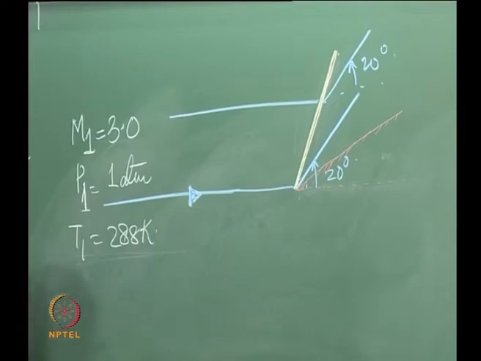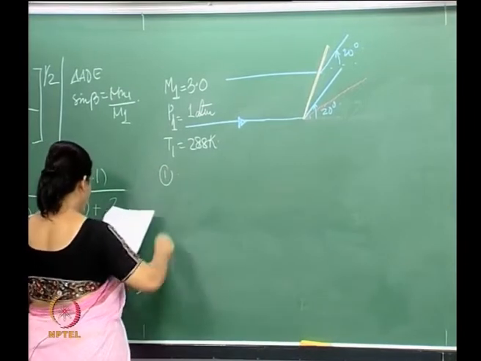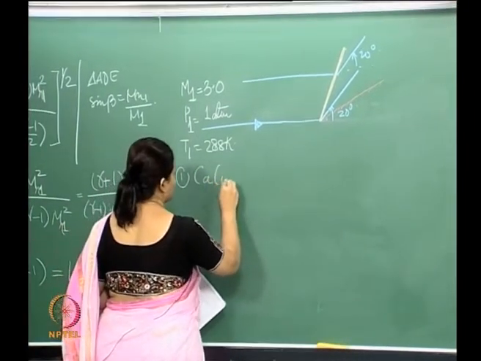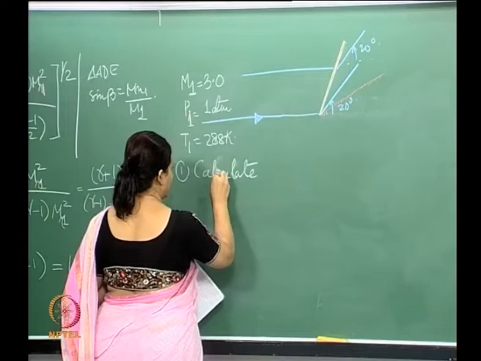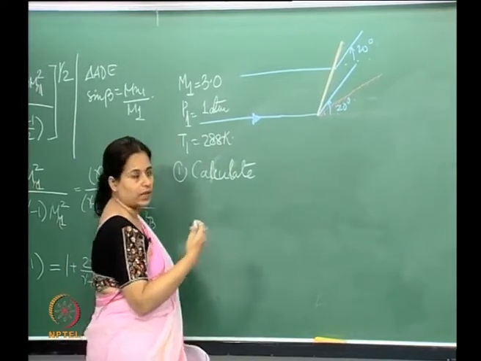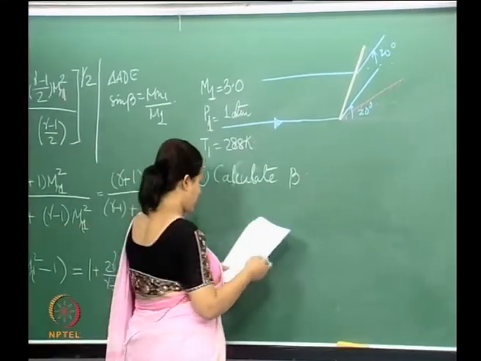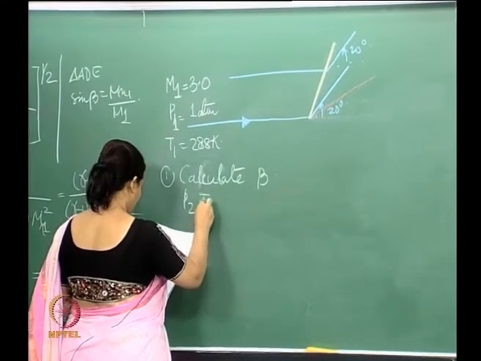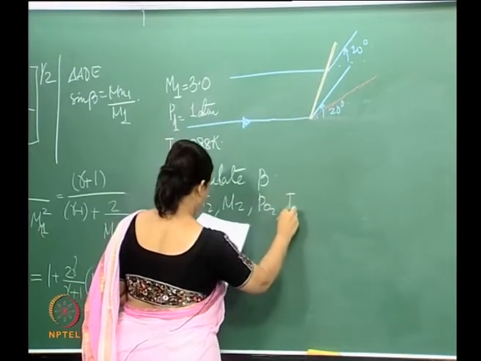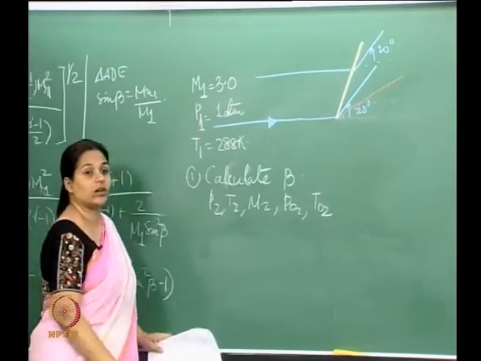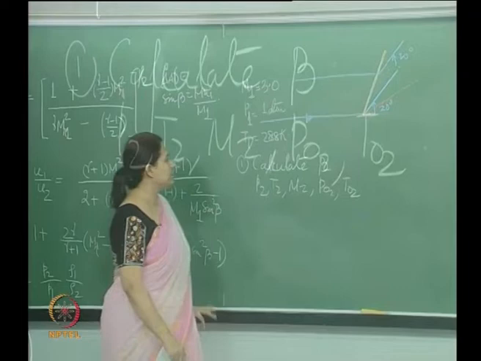So first things first, what we need to find out is to calculate the shock wave angle, which is beta. Calculate beta, and then let us calculate P2, T2, M2, and the stagnation properties behind the shock. So behind the shock, we need to calculate all of this. Can we do that? Okay.